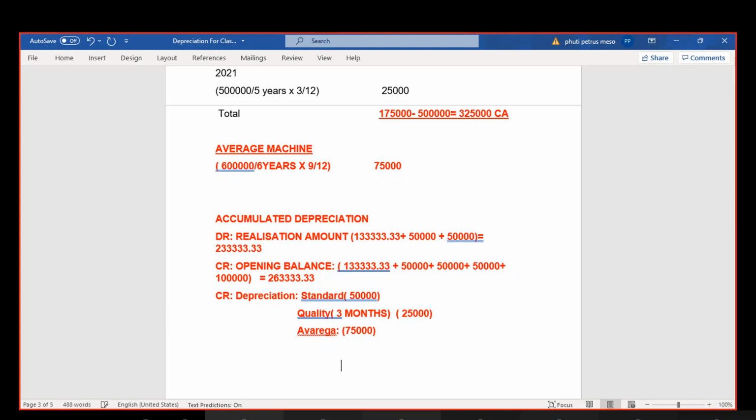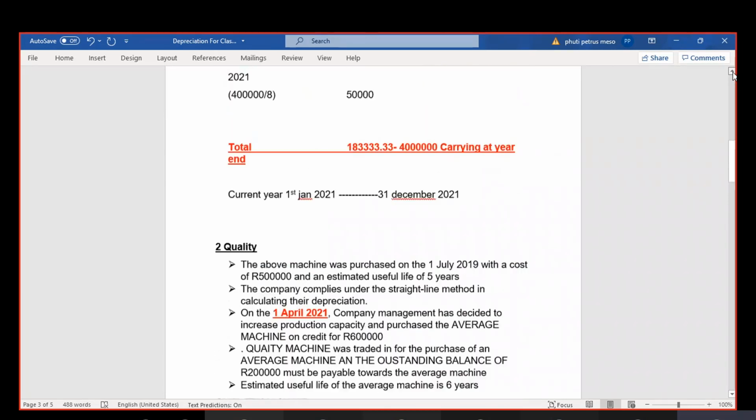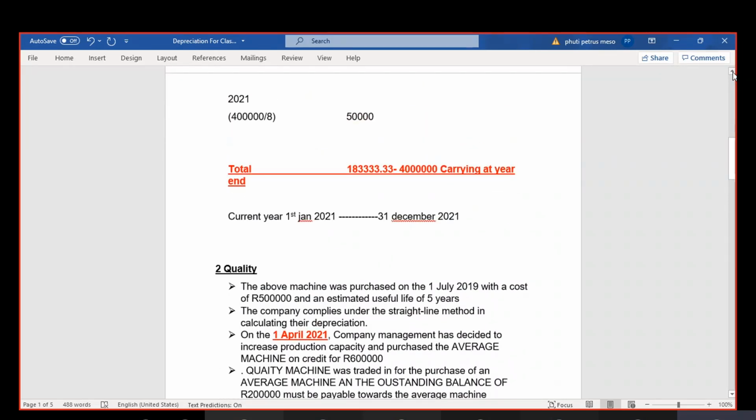233.33. Okay. But then your credit opening balance should be higher. I think I got 263.33. I'm getting 383.33. Is it? Okay, let me just go up there and see how much was the depreciation that I got there. Well, it's 183, it's not 133, right?